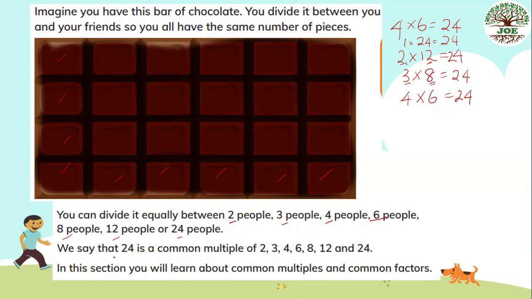Okay, so we can say that 24 is a common multiple of 2, 3, 4, 6, 8, 12, and 24. 24 is a common multiple of these numbers because we can make 24 by multiplying. 2 times 12 is 24, 3 times 8 is 24, and 4 times 6 is 24. 6 times 4, 8 times 3, 12 times 2, 24 times 1. So they are factors of 24, and 24 is their common multiple. In this section, you will learn about common multiples and common factors like this.